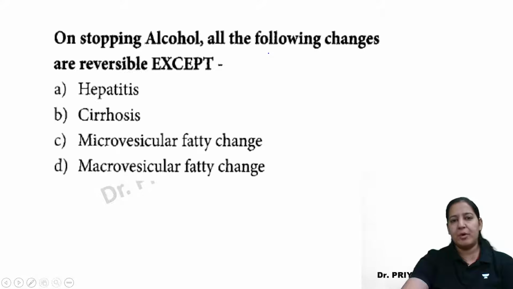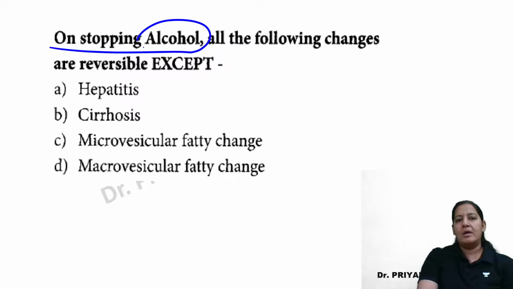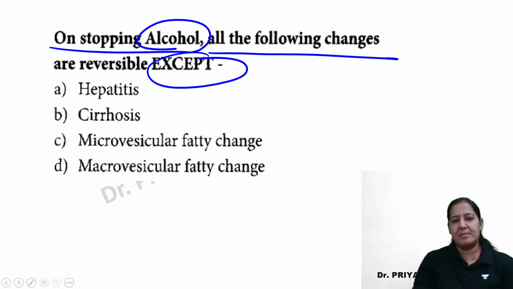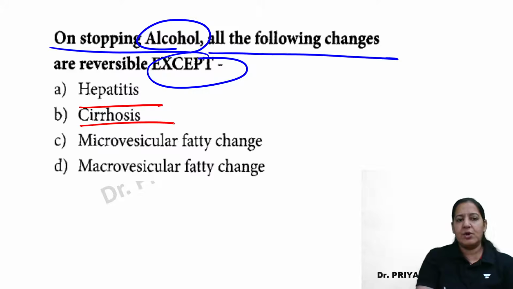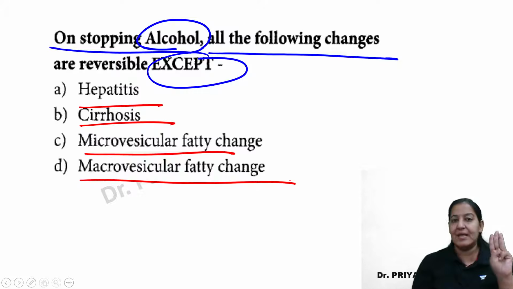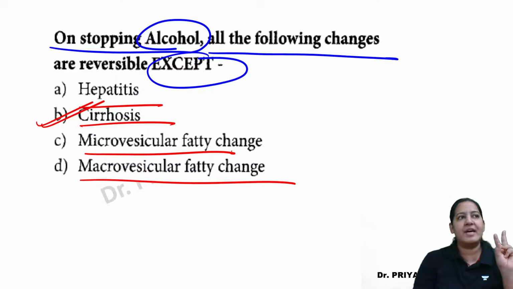Would you like to do some questions? Can you tell me the answer of this? On stopping alcohol, all of the following stages are reversible except which is irreversible. Can you tell me the name of the stage which is irreversible? Is it hepatitis? Is it cirrhosis? Is it microvascular? Is it macrovascular? It's very easy. I taught you 3 stages. The last stage is irreversible. So yes, Shifa, absolutely right. Yes, Gajanan, absolutely right. So it is the cirrhotic stage.